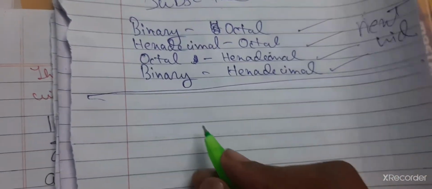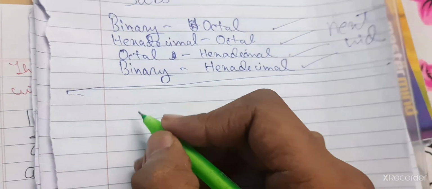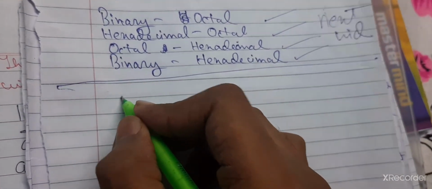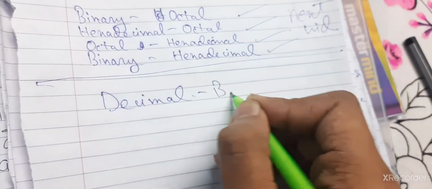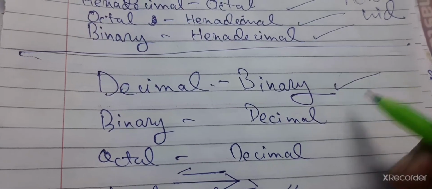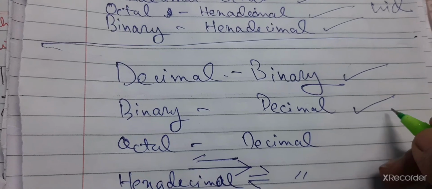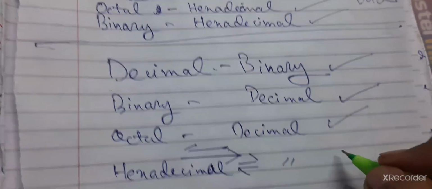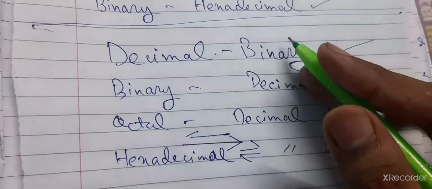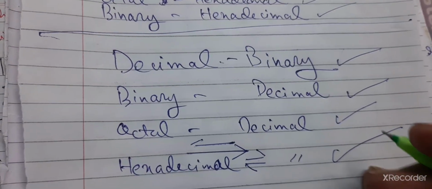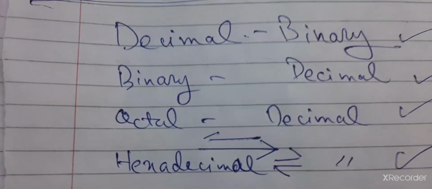Till then, goodbye, and let us revise what we had learned today. We learned decimal to binary, binary to decimal, octal to decimal and vice versa, hexadecimal to decimal and vice versa. So we learned these today. Hope you enjoyed this video. Hope this was informative for you all. Thank you. See you in the next video.